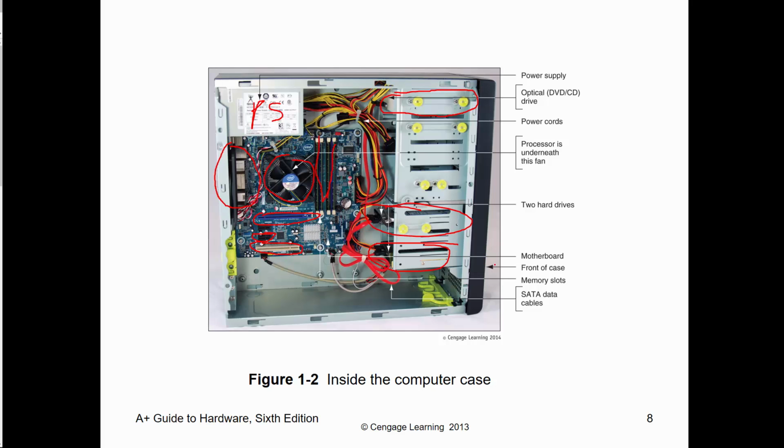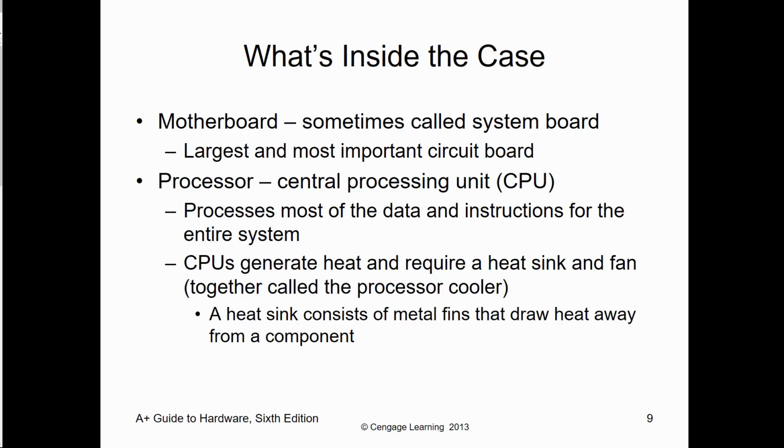Here we have the front part of the case, and as a whole, it's the case. So, a motherboard, that's the central board that everything gets plugged into. The processor is more like the brains of the computer, and the processor does generate heat just like a human brain does, and so normally we put a heatsink and fan on top of it.